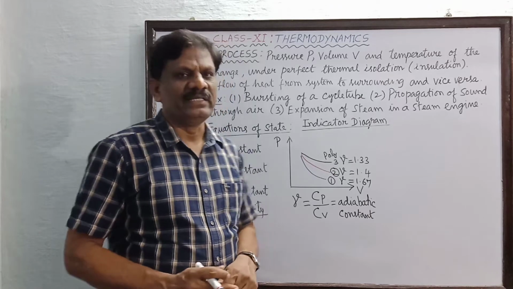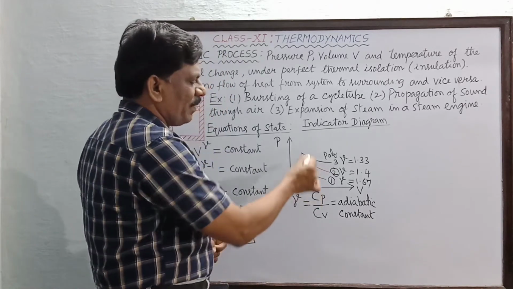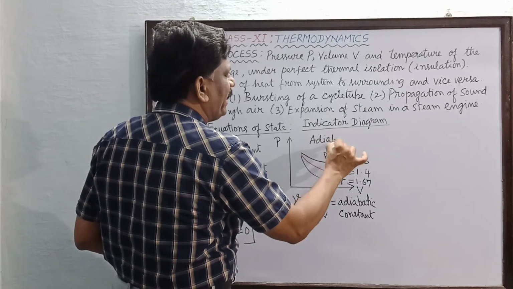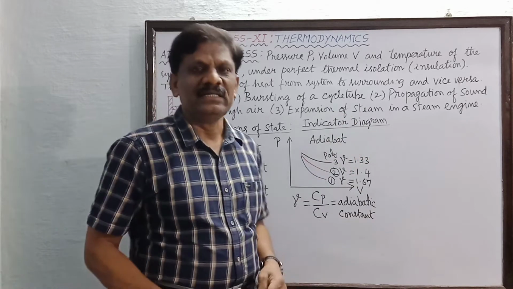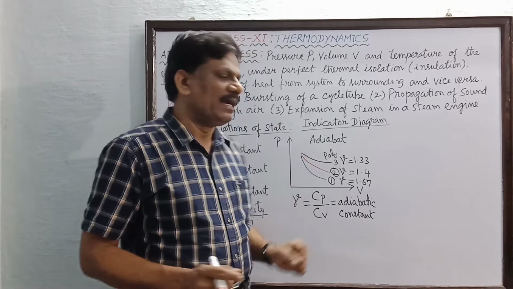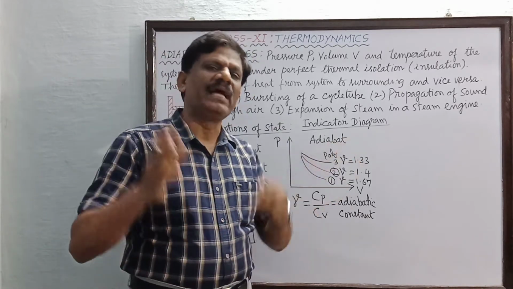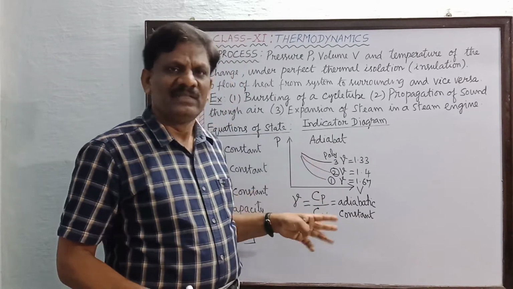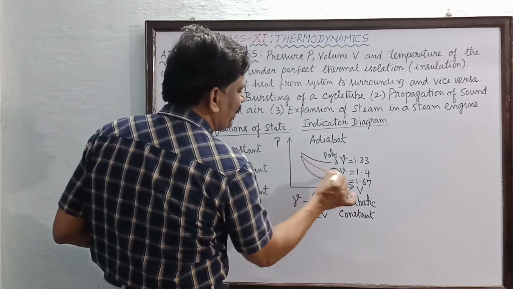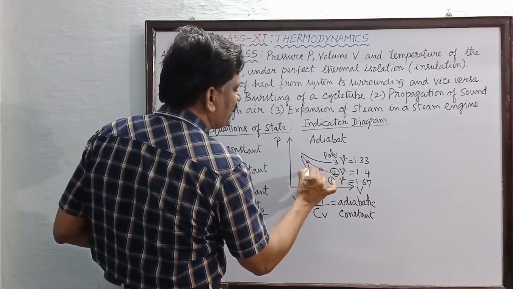Where gamma is the ratio of the principal specific heat capacities, which is called by the name what? Adiabatic constant. Okay, students. Now these curves are generally called adiabat, like the isothermal curve is called isotherm. The adiabatic curve is shortly called as what? Adiabat. So how many adiabats have I drawn here? 3 adiabats. And you take any one graph, say for example the middle one.